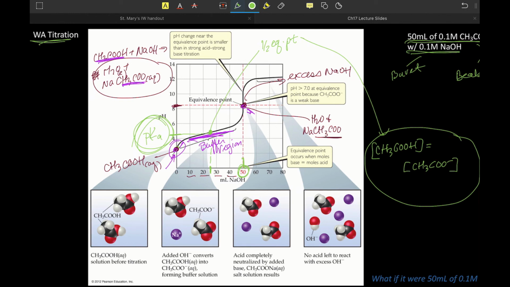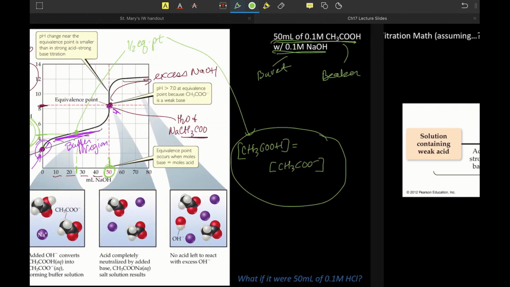Which is why weak acid titration curves are super important, because they give us information about what kind of acid we are looking at and can actually be used to identify an acid, right? Based on the pKa, right? Make sense? Good? All right.